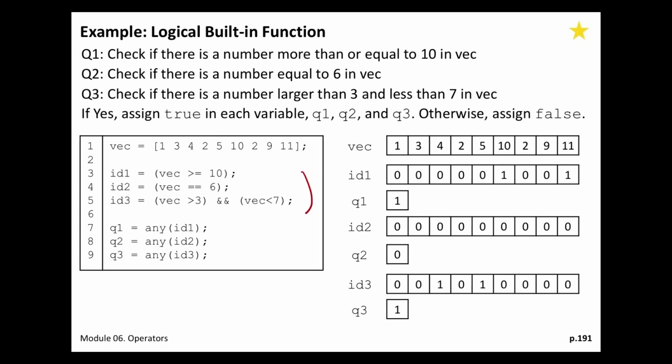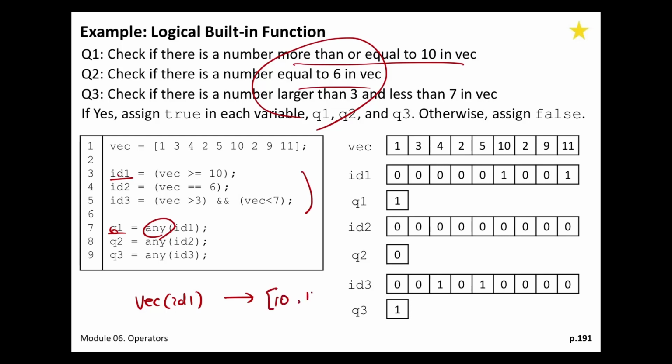I slightly changed this question. What if the question is asking whether there is a number that satisfies this condition or not? We simply use any. Can you see the difference? For instance, if you try to find the number that satisfies this condition, in the first case, this one gives you the number, here, 10, 11, right?